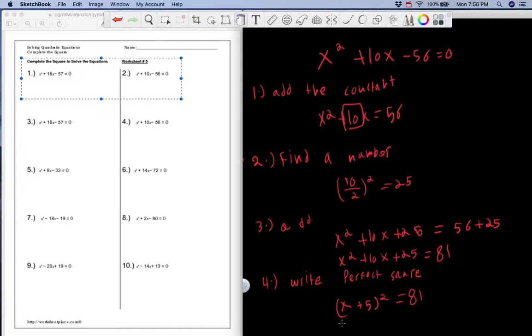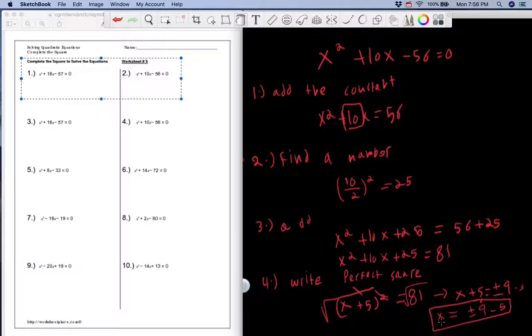So now it's a pretty direct problem where we can directly solve for x. We just take the square root of both sides. We get x plus 5 is equal to plus or minus 9, the square root of 81. And then x is equal to plus or minus 9 minus 5. We subtract 5 on both sides. Notice this is 2 answers right here. And we are done.